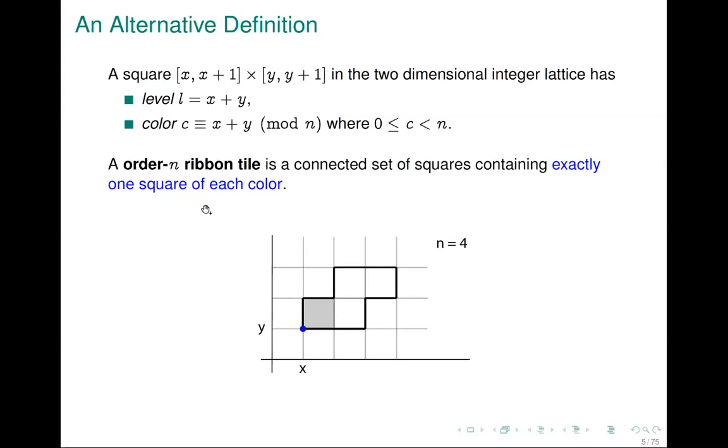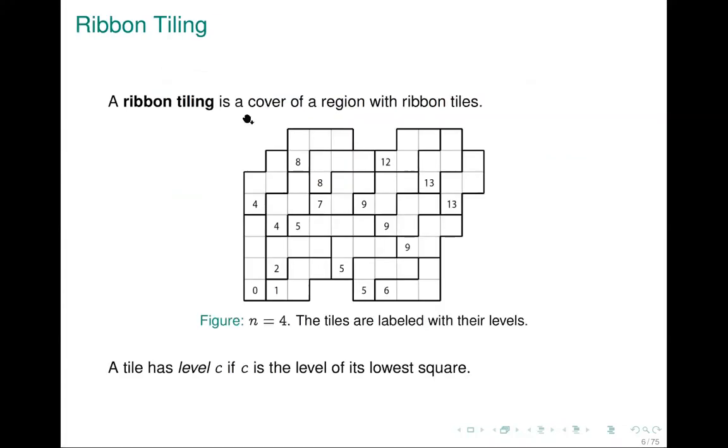After defining ribbon tile, I talk about what a tiling is. A tiling is a cover of a region using these ribbon tiles. Here's an example. You just put the ribbon tiles inside this region in some proper way. The level of each tile is defined as the level of the square that is in the lowest level. For example, this tile is level 0, this tile is level 1, and here is a tile of level 5, and so on. So this is a tiling.